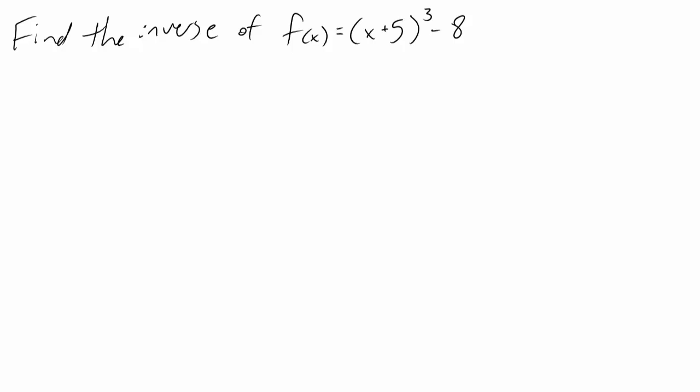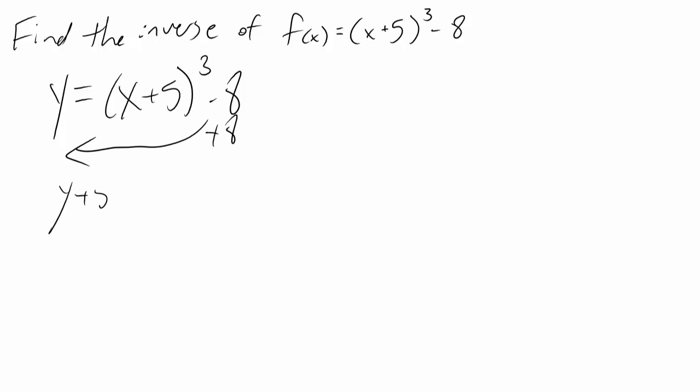Okay, so here we're trying to find the inverse of our function f of x equals the quantity of x plus 5 cubed minus 8. So first thing we want to do is just make sure we write this in terms of x and y. So we have y equals the x plus 5 quantity cubed minus 8. So now our goal here is to solve for x. So the easiest thing to do first would be to add this 8 over to the other side. So we have y plus 8 equals the x plus 5 quantity cubed.